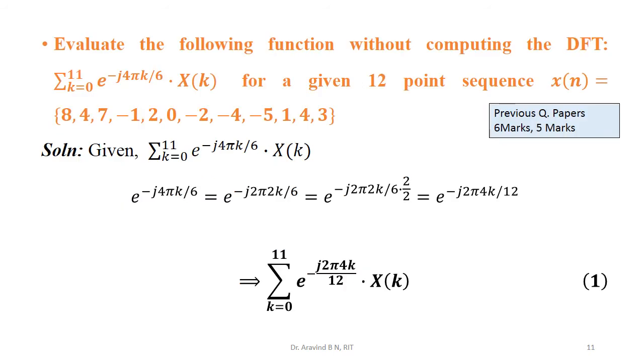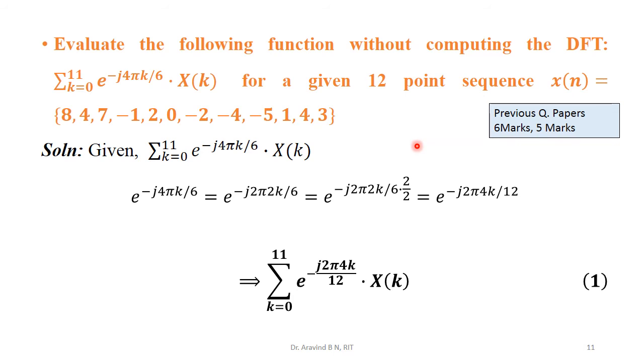Let us go through one more problem similar to what we have just solved. Go through the statement. Evaluate the following function without computing the DFT. The expression is summation k is equal to 0 to 11 of e to the power of minus j 4 pi k divided by 6 into x of k, for a given 12-point sequence, x of n is equal to 8 4 7 minus 1 2 0 minus 2 minus 4 minus 5 1 4 3. This has been asked in older question papers, once for 6 marks and one more time for 5 marks.